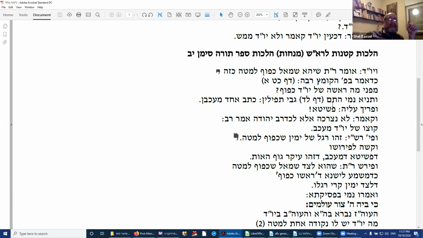Tanya Nami Hatam. We learned it also there. Gabei Tefillin K'tav Echad Makvan. Right, later on, as I mentioned, the Beit Yosef brought this same sugya of Kotso Shoyud and Kafan Kvil. It's also brought in the context of the discussion about Tefillin. So in both cases, the Gemara asks a kasha there, Pshita.